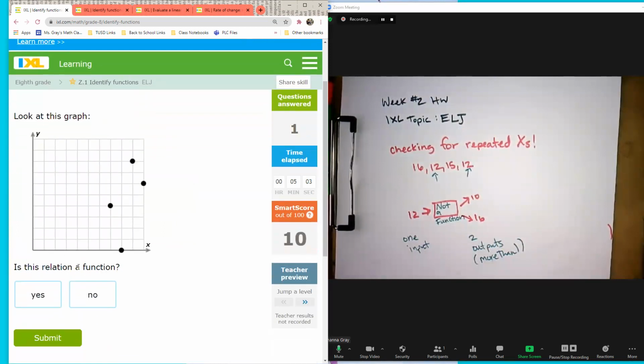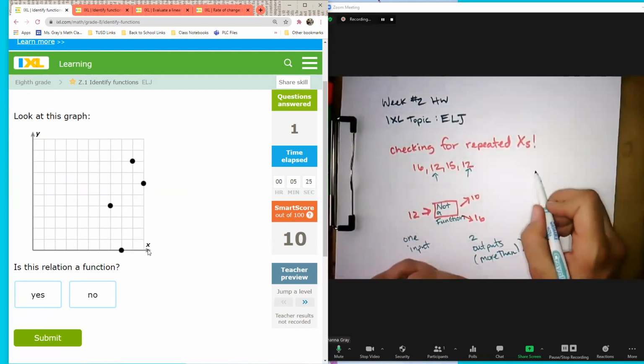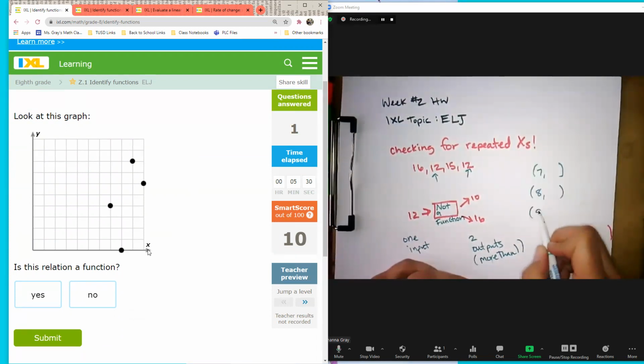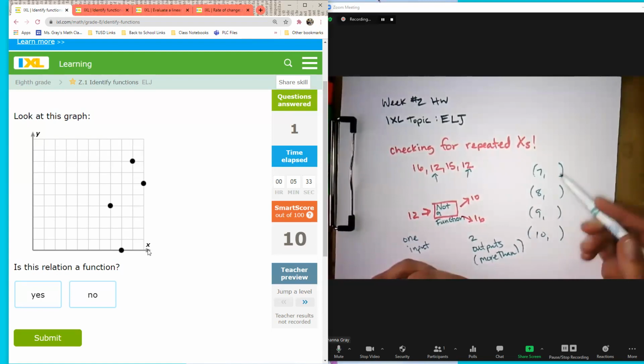If I'm looking at a graph, I'm looking for the same idea. If you look at what you have up there with those points, all of these points have their own individual x. So if I'm starting at 0 and trying to get to these points, to get to the first point I have to go to 1, 2, 3, 4, 5, 6, 7. Whereas this point's on 8, and this point's on 9, and this point's on 10. So you would have 7, 8, 9, 10 for your inputs for x, but they're all unique. So there are no repeated x's.